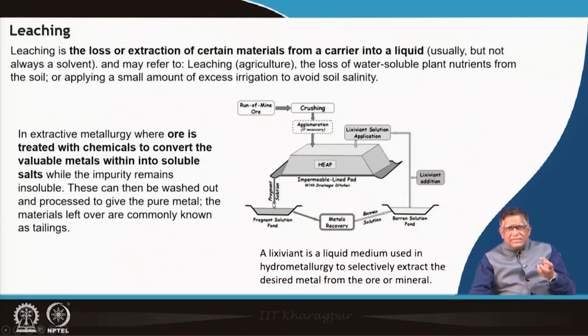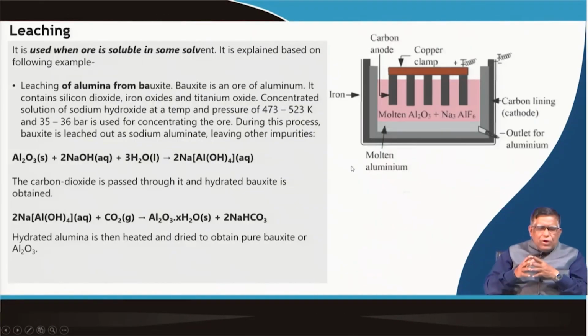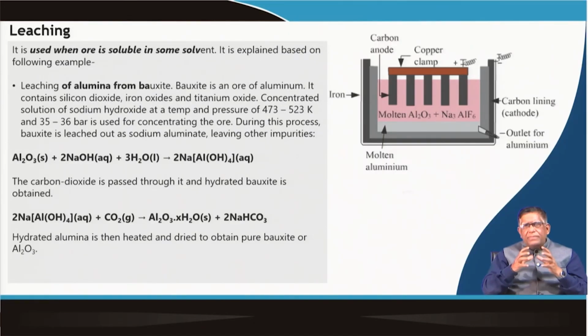That solution has now brought all the valuable material, and from there you can take it out. Once the material is taken, there will be the barren solution, where your solvent comes again. That solvent can be used again as a lixiviant, pumped out there a number of times, and the same thing goes on. So, this is a method of leaching, extracting from a liquid medium. Leaching has another type also, which you might have heard about, how aluminum is extracted from bauxite.